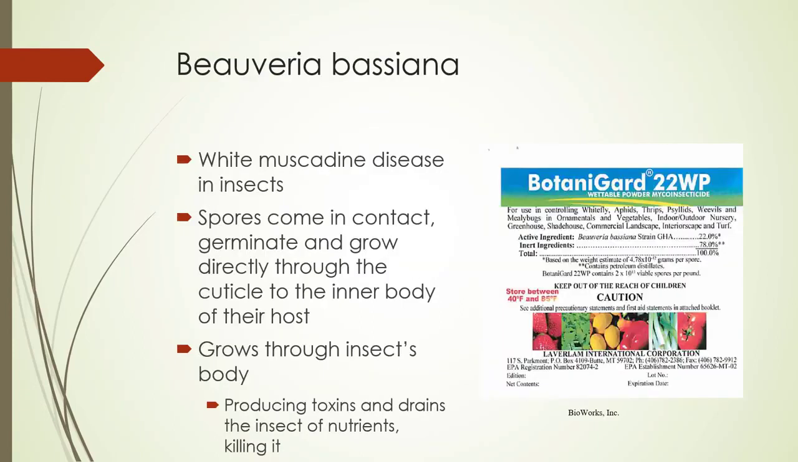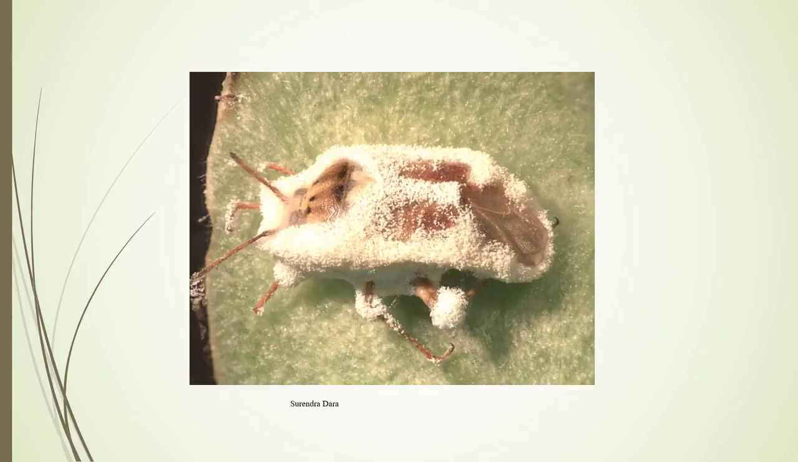So Beauveria bassiana is actually a biological control of many insects. It's a white muscardine disease that is actually found in soil. It's a naturally occurring soil fungus. When the spores come in contact, they germinate and grow directly through the cuticle to the inner body of their host. It grows through the insect's body, producing toxins, and drains the insect of nutrients, killing it. And this is what it looks like.